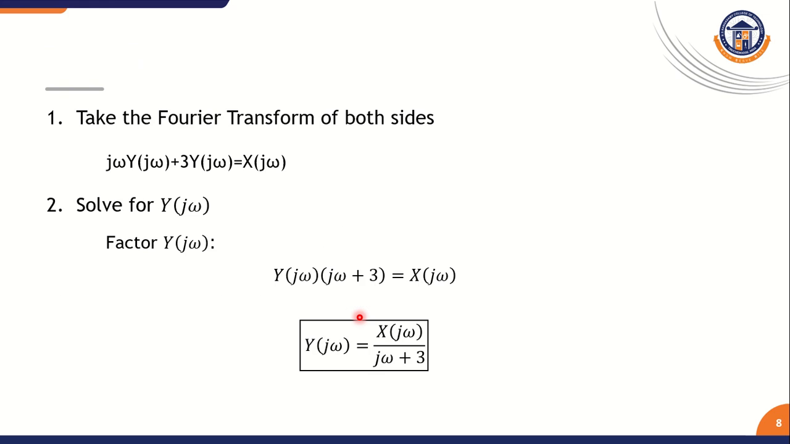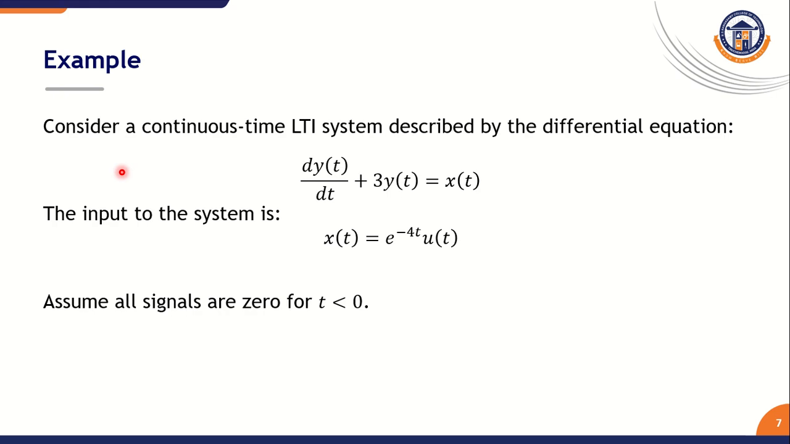First, we apply the Fourier transform to each term using the differentiation property. Already we discussed the differentiation property. Apply that concept to our given equation. Our given system is dy of t by dt plus 3y of t equal to x of t. Applying the differentiation property here, and also applying it to the other terms.